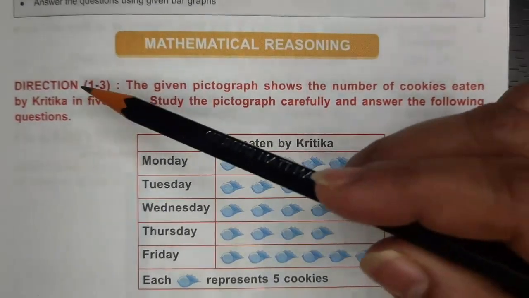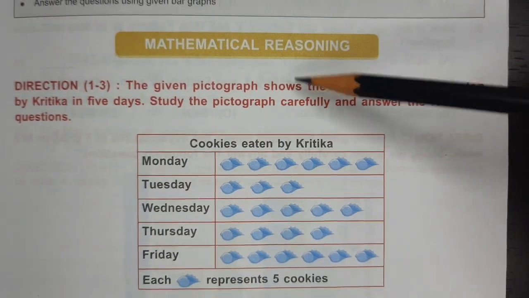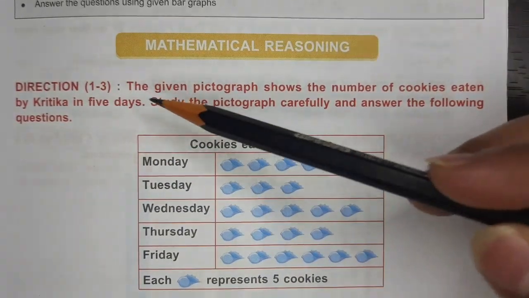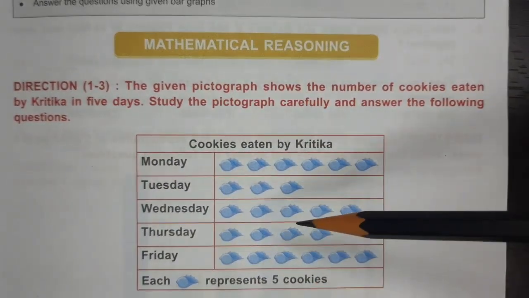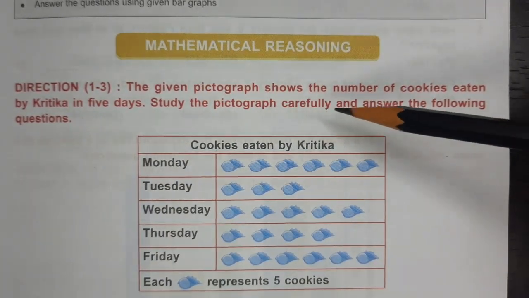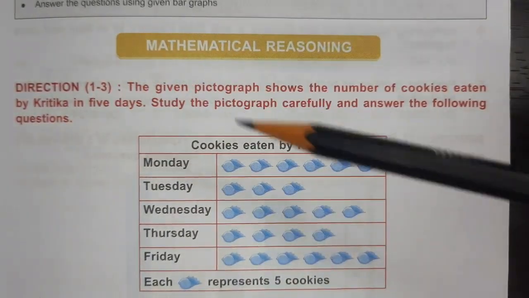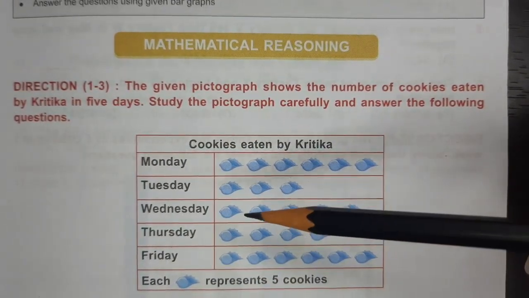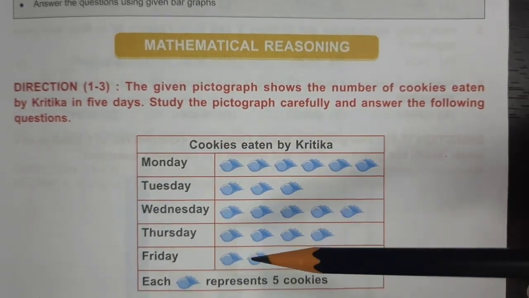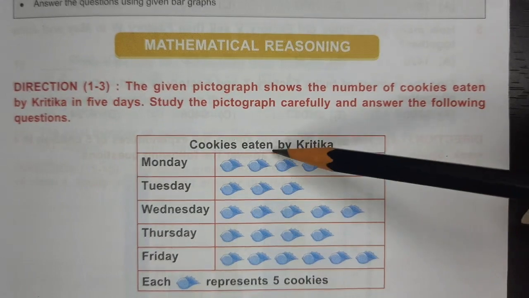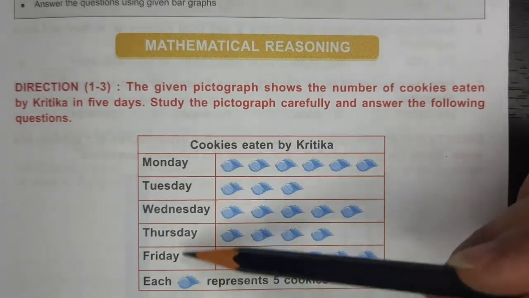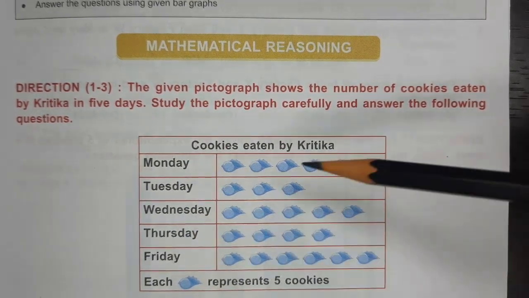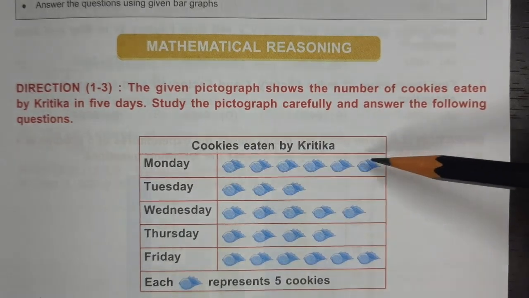Mathematical reasoning. Directions 1 to 3. The given pictograph shows the number of cookies eaten by Kritika in 5 days. How many cookies she has eaten. Study the pictograph carefully and answer the following questions. The first thing which I do in these kind of questions is to resolve this pictograph, which means we have to check exactly what it is. So these are cookies eaten by Kritika over 5 days: Monday, Tuesday, Wednesday, Thursday, Friday.